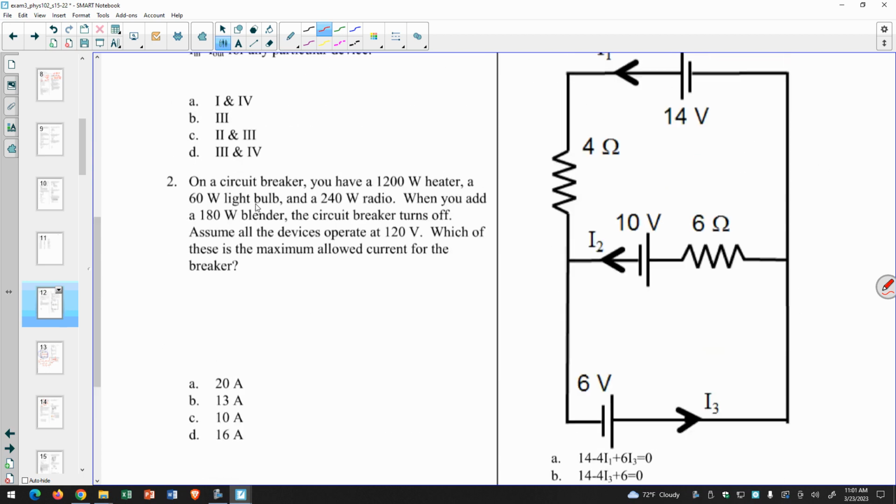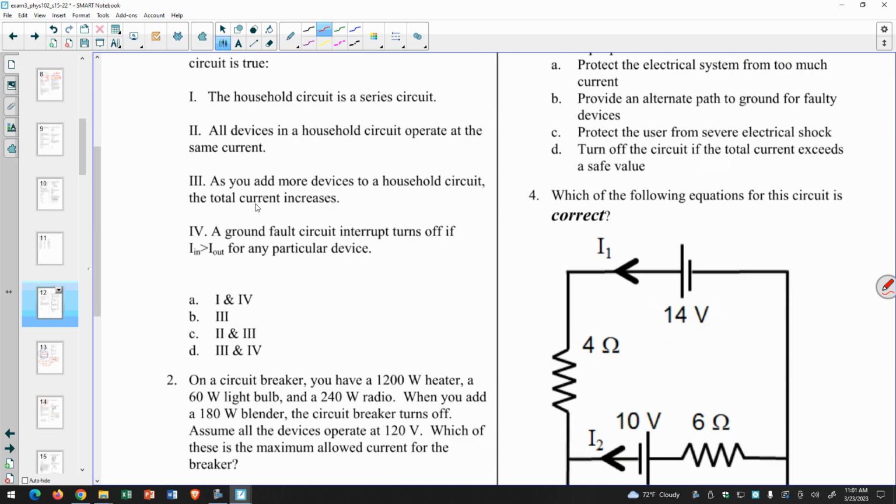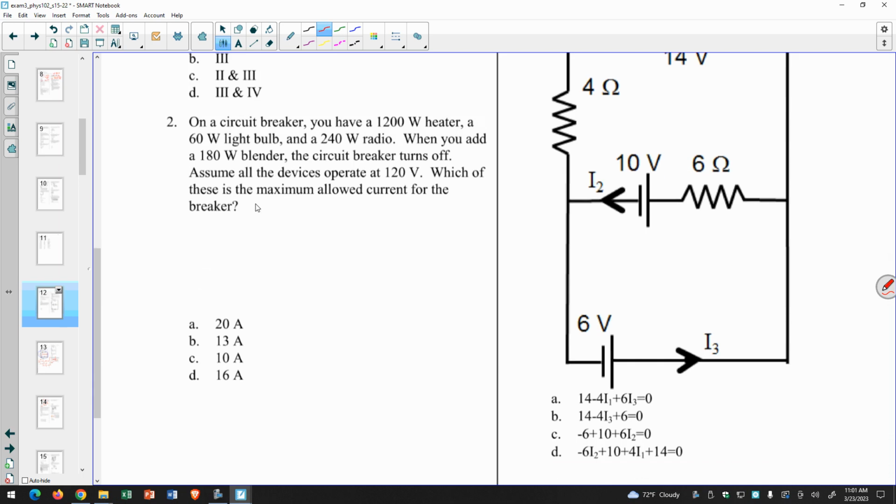Well, I like this one. This is number 2 on spring 20. Here I have, remember, P is equal to V over I. So this is 10 amps. This is 2 amps, excuse me. This is 0.5.